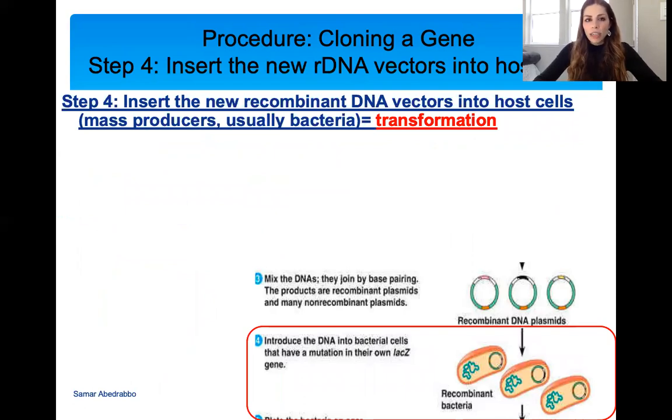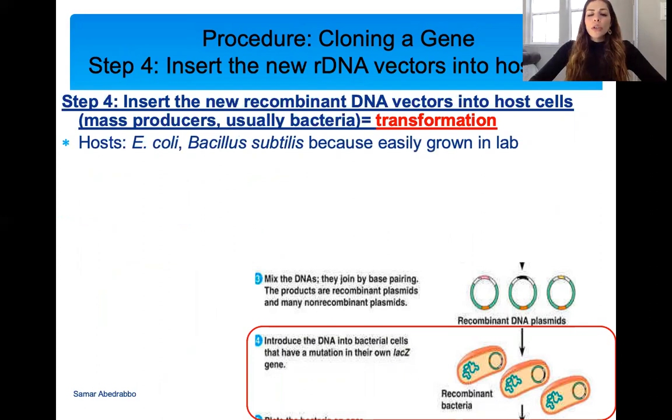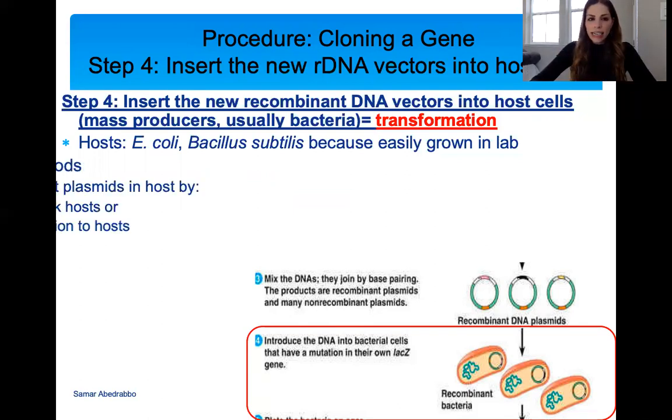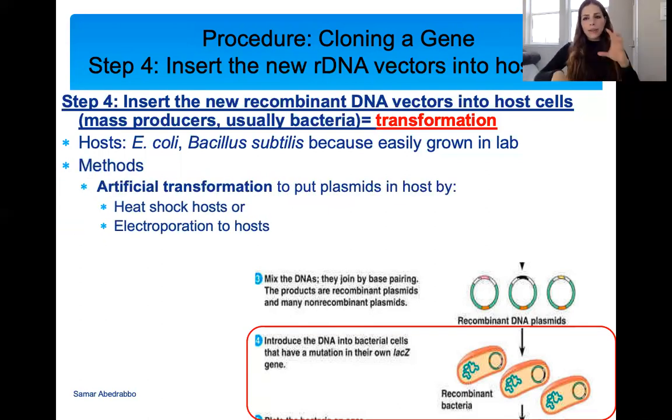Now you want to insert it into host cells. Usually the host cell you're going to try to use is something that reproduces relatively quickly and is simple to work with in lab. So a lot of times we take our recombinant DNA plasmid that we made and we stick it in E. coli or Bacillus subtilis because these bacteria are easy to grow in lab. They've been well studied.